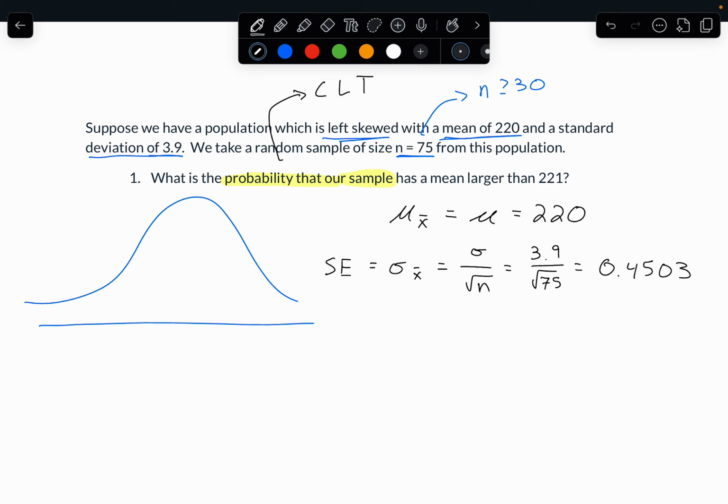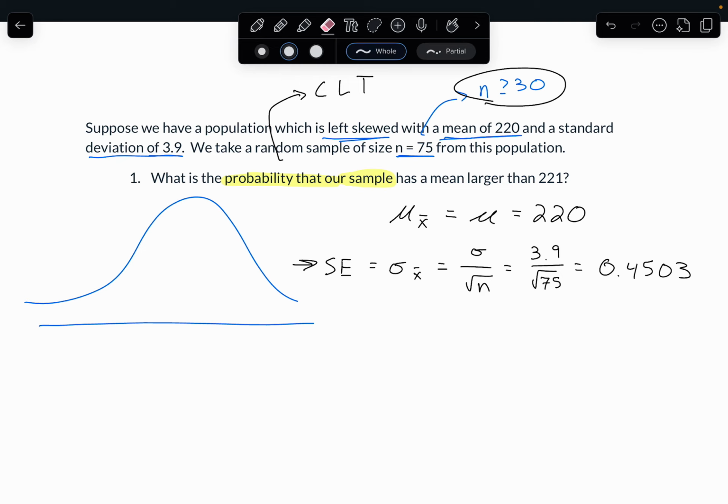So the first thing that you would want to do is verify that the central limit theorem works by checking, hey, is n greater than or equal to 30? We've already said, yes, it is. The next thing, once you've established that, is to figure out what is the mean of the sampling distribution and what is the standard deviation of the sampling distribution. We've done that as well.